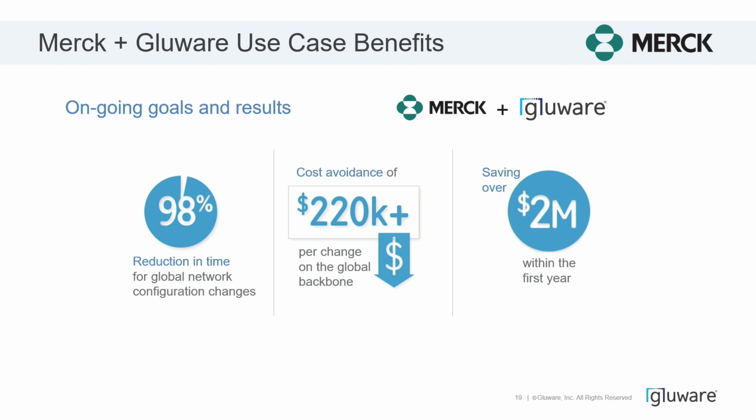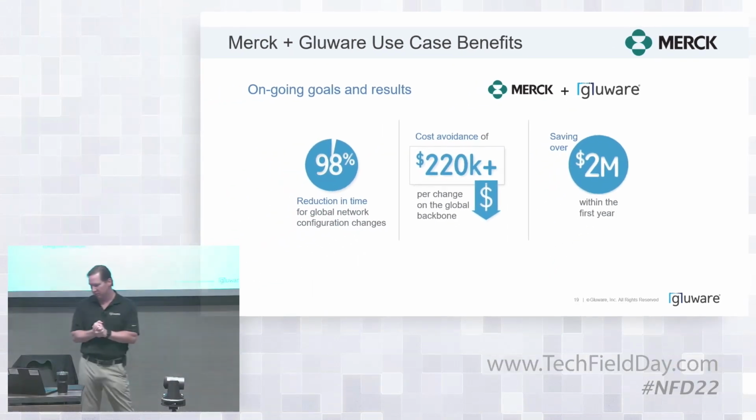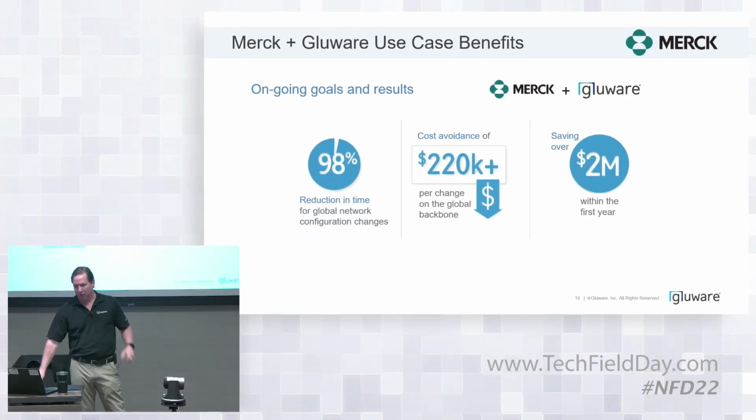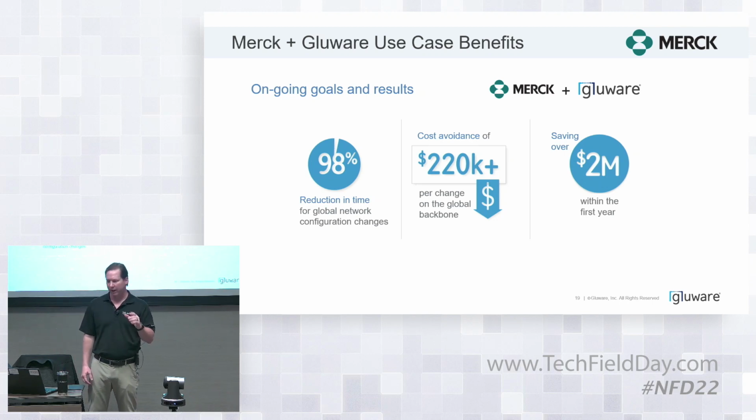So they tuned their QoS more than 9 times during that first year, just to make sure the application mix was successful. So again, when you look at what they spent on Gluware, in their first year, over $2 million in savings was tremendous ROI. And that led to Merck going enterprise-wide with Gluware. Now they're automating security. They're automating things like NAC on ports. They're automating OS upgrades and many, many more.